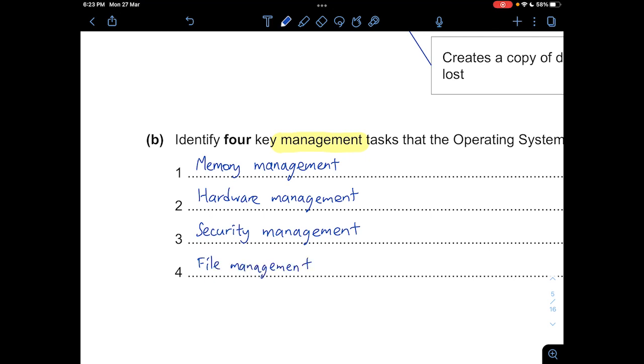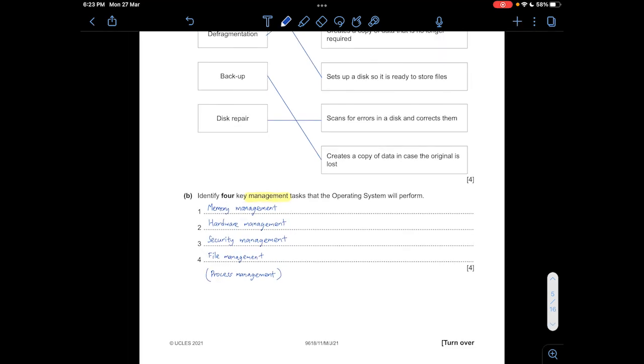There's actually another one, process management. So this also depends on how much you have memorized. For these types of questions, you only need to put 4. So you can put in either one. There are actually 5 in the textbook. They are the more common ones you'll see. So you can technically just memorize those, and normally there'll be questions on this in past papers.